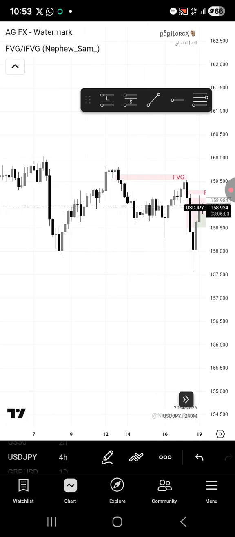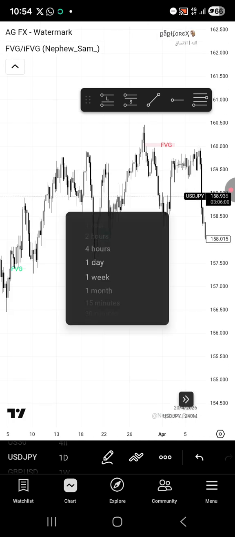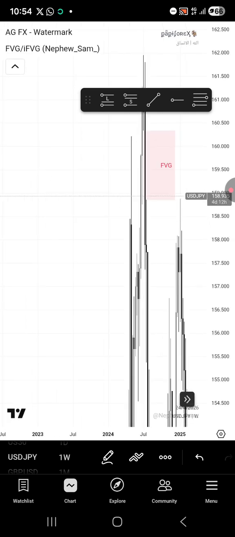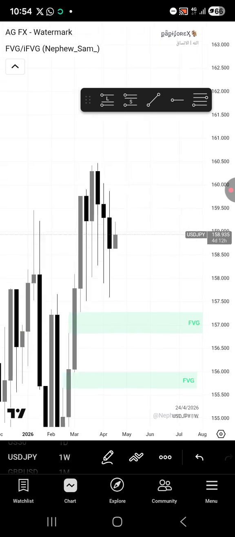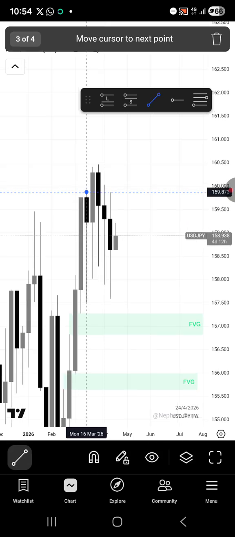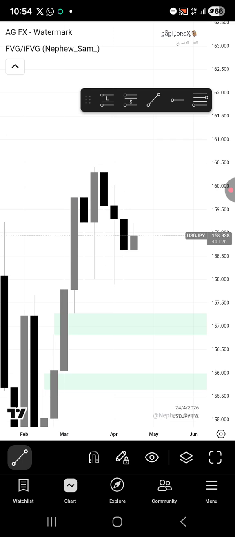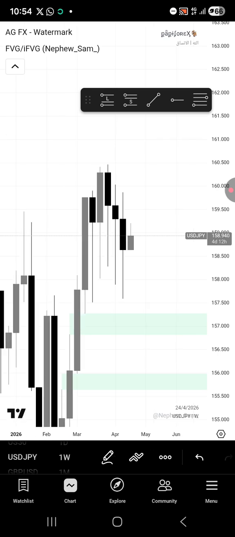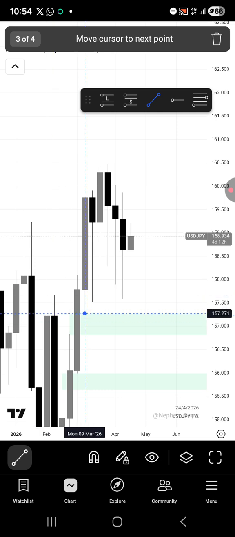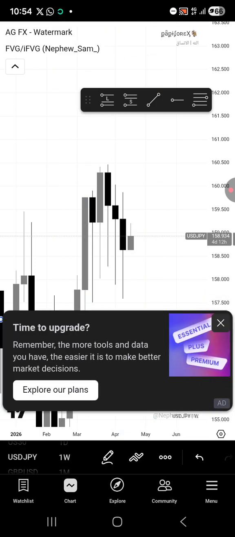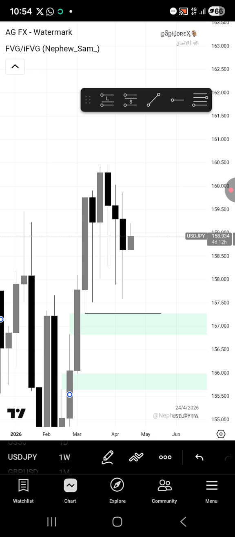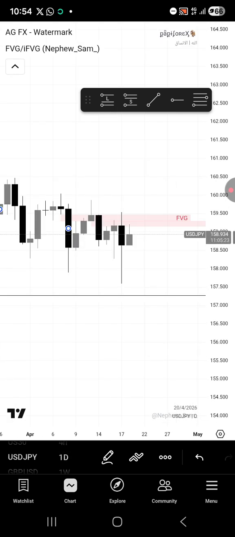I don't know, but my point is that price gave a rejection, and that rejection caused this break of structure. Since then, on my weekly time frame, I can't see anything unless maybe price comes to this fair value gap. So this area here is my draw on liquidity. I'm still selling, because there's nothing to push price higher on my weekly time frame apart from this fair value gap here. So going to my daily time frame.